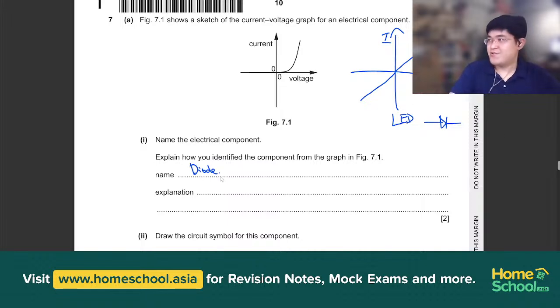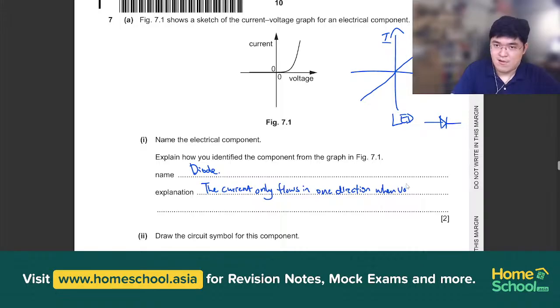And the diode only allows current to flow in one direction when voltage is increased. Let's write that down. The current only flows in one direction when voltage is increased. All right, so 1 mark for the correct component, which is the diode, and 1 mark for the correct explanation like this.